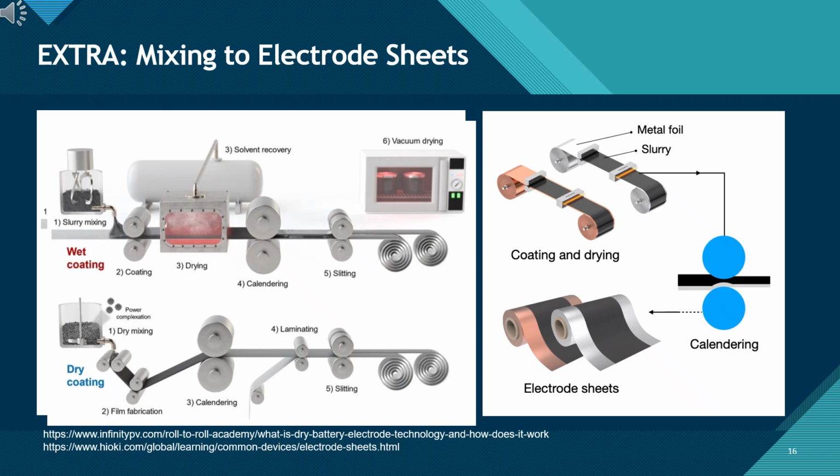This slide compares the two primary approaches to electrode fabrication: wet coating and dry coating. In the wet coating process, a slurry is mixed, coated onto a current collector, dried, calendared for density control, slit into strips, and then vacuum dried. Solvent recovery is also required to handle emissions. The dry coating method eliminates the use of slurry and solvent. Instead, active materials are dry mixed, fabricated into a film, calendared, laminated, and slit. While wet coating is the industry standard, dry coating is being developed as a more sustainable and cost-efficient alternative.